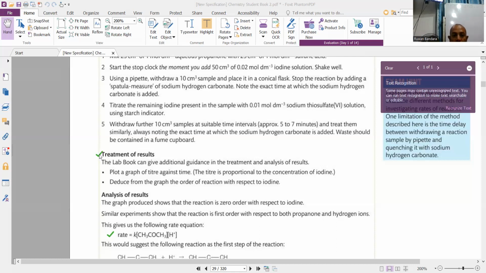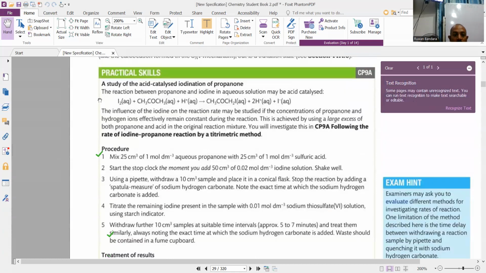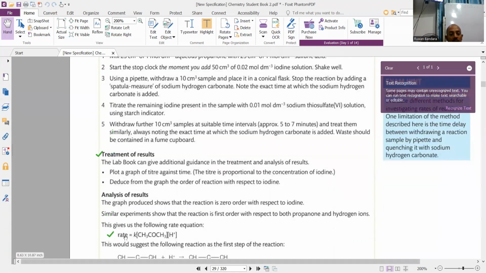Then here, the main equation has iodine and propanone and H plus. H plus is the catalyst anyway for the reaction. But the rate equation has only propanone and H plus. Iodine is not there. Therefore, iodine should definitely collide with these reactants. But the slower step has only propanone and H plus. Therefore, there should be another step where iodine has to come and react. Therefore, the minimum number of steps will be 2.